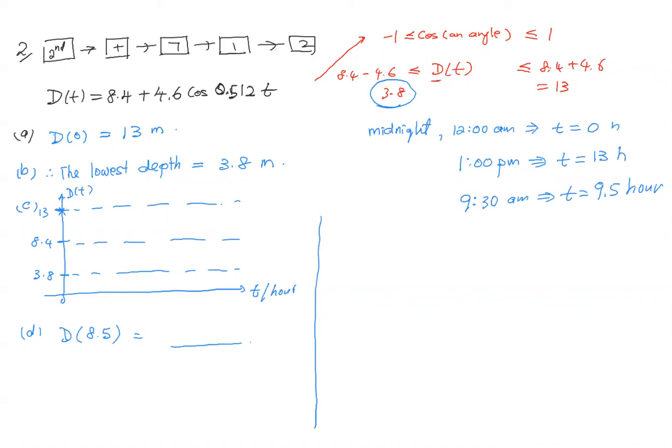Okay, then is the tide rising or falling at this time? What they want you to do is explain using calculus. If I want you to explain using calculus, what must I do? Sub 8.5 into the equation? Cannot. They say, is the tide rising or falling? Rising means gradient positive. So what must I do? They say explain using calculus.